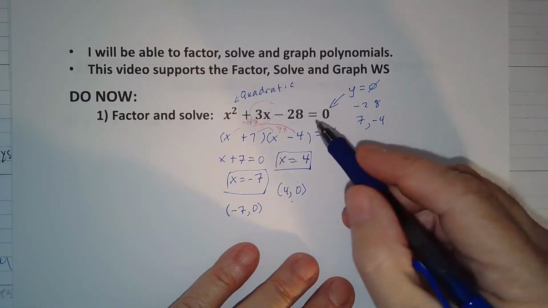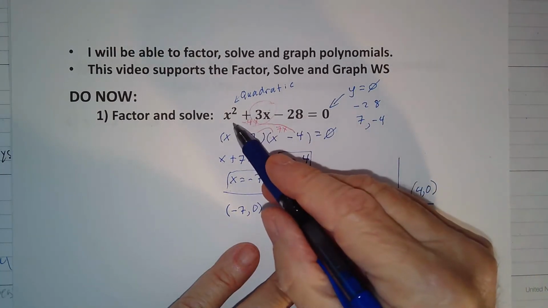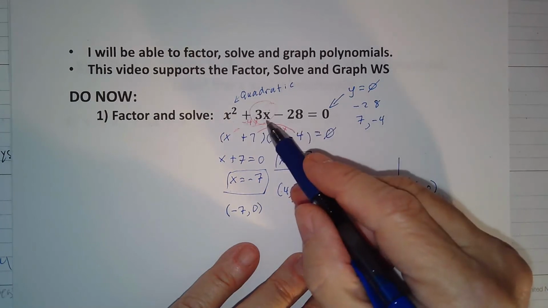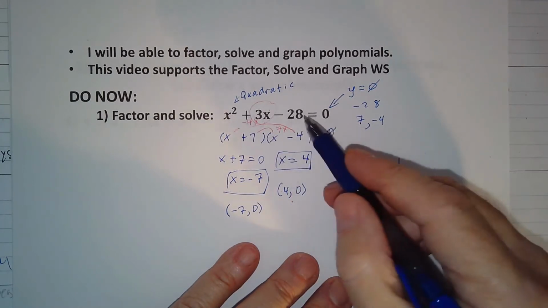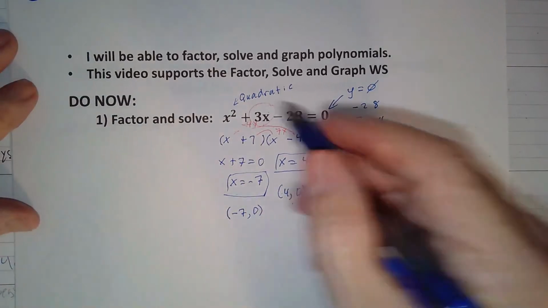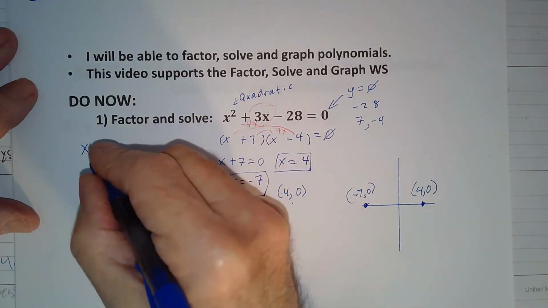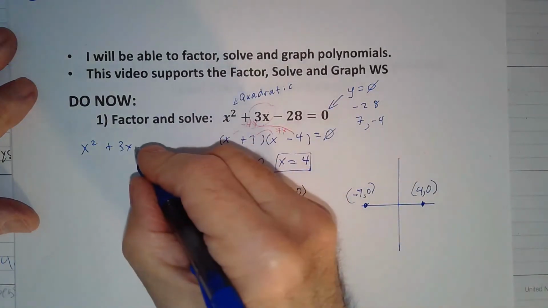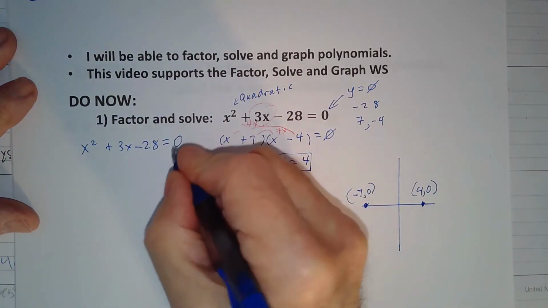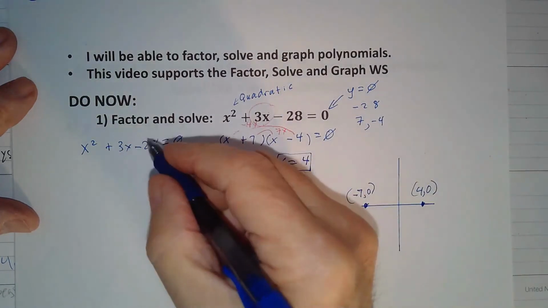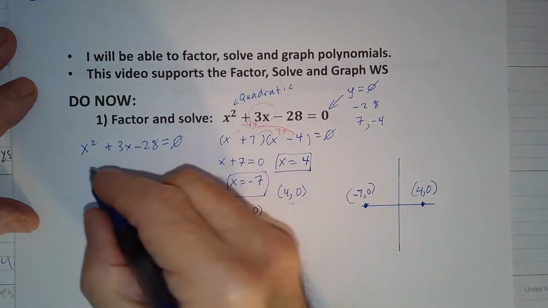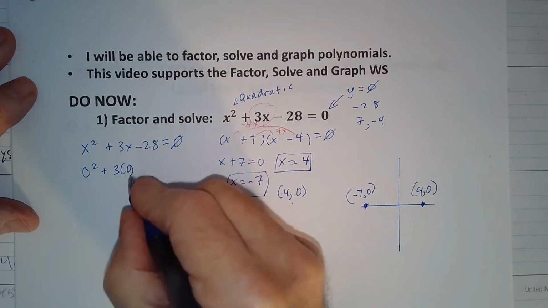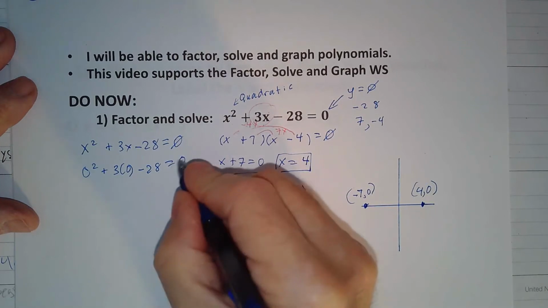I can come up to figure out what x is 0. If I put a 0 in here and a 0 here, then that would mean that 0 minus 28 equals 0. Well, that isn't the way it goes. Let's just take it over here. x squared plus 3x minus 28 equals 0. Okay. Let's make x 0. So we're going to have 0 squared plus 3 times 0 minus 28 equals 0.